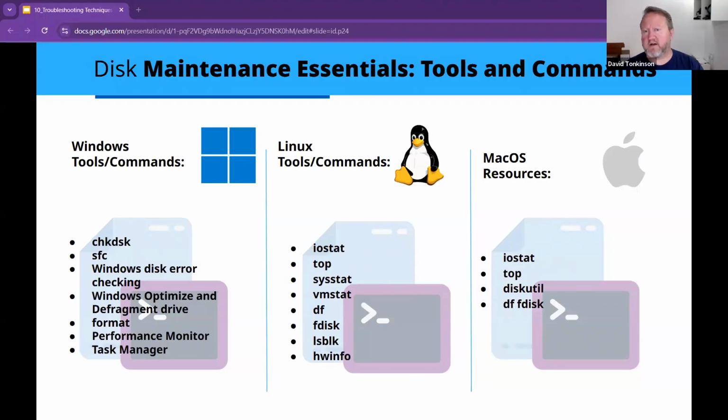SSDs, well, SSDs don't have fragmentation because they are a piece of silicon. So there's no movement to read from different locations. There's no delay if they're fragmented, who cares? So you do not defrag an SSD.